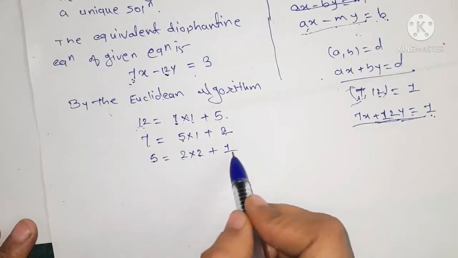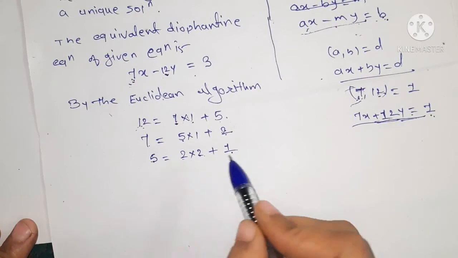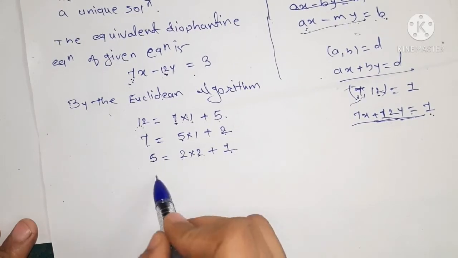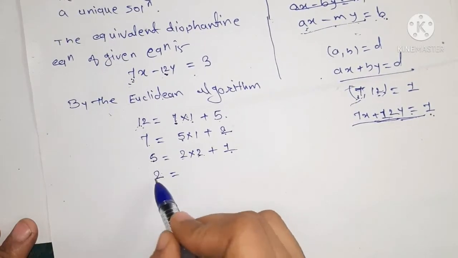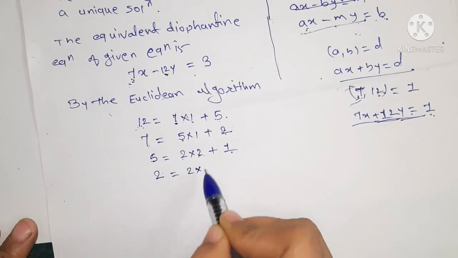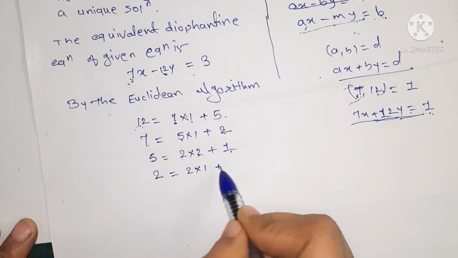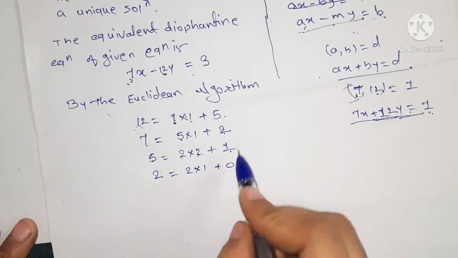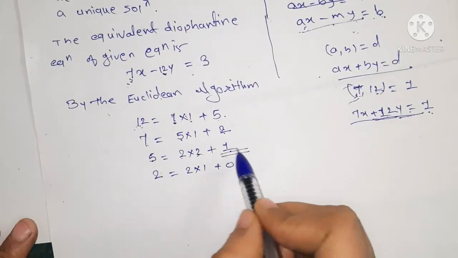Now again the remainder is non-zero, so we divide 2 by 1. By the division algorithm, 2 is equal to 2 into 1 plus the remainder 0. So we get that the last non-zero remainder is 1.